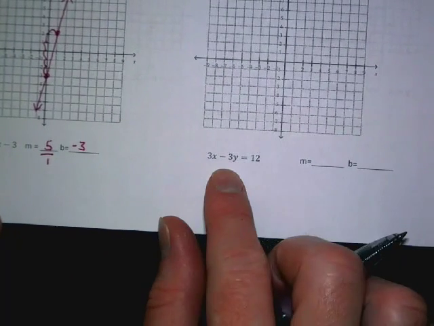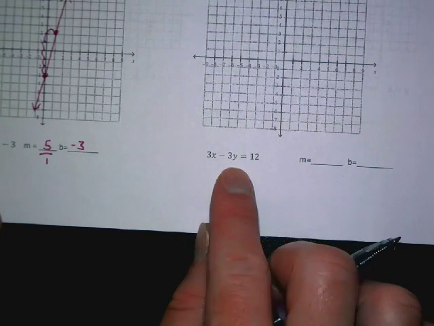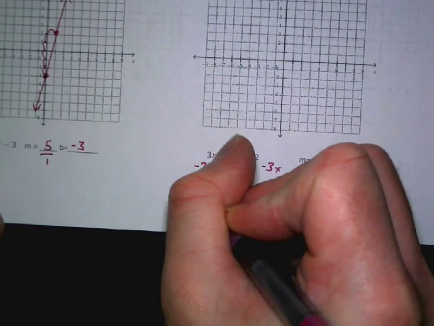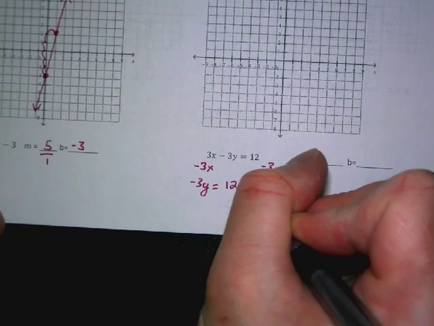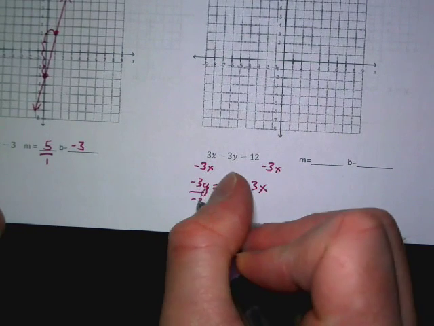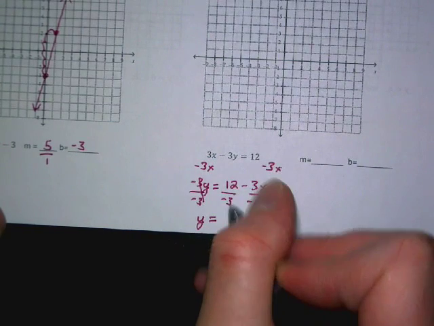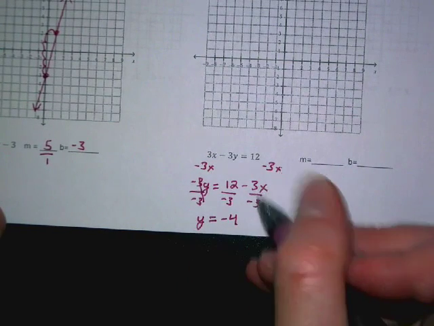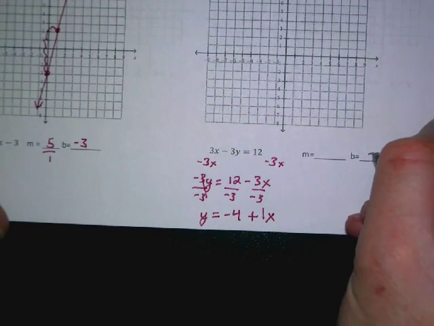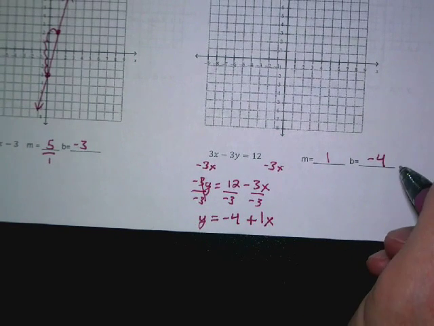And the fourth one is just an example where we're going to have to solve for y, because we can't pick out slope and y-intercept until we solve for y. So we need to get y by itself. So first we're going to move 3x over, subtract 3x. So now we have negative 3y equals 12 minus 3x. And last, we need y by itself still. So the opposite of times negative 3, we're going to divide by negative 3. So we get y equals 12 divided by negative 3 is negative 4. Negative 3x divided by negative 3 is positive 1x. So we got a y-intercept of negative 4, slope of 1.